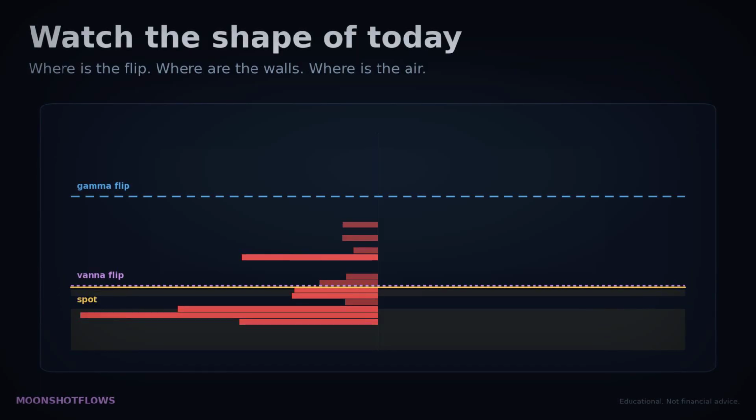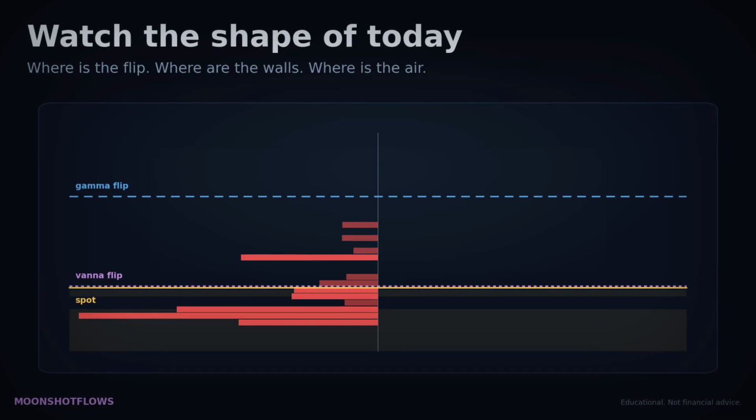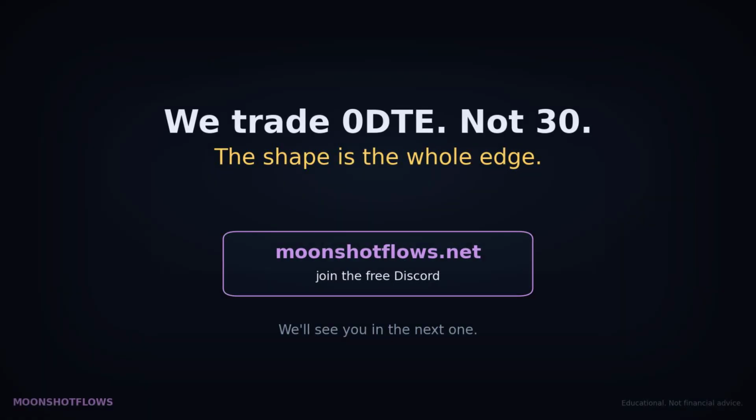The VIX tells the whole market how big the month might be, which is fine. Let it. You're trading the shape over the next few hours. So watch the shape. We trade 0 DTE, not 30, and the shape is the whole edge. So that's the difference. The VIX is one number for a month. We build the shape of your day.